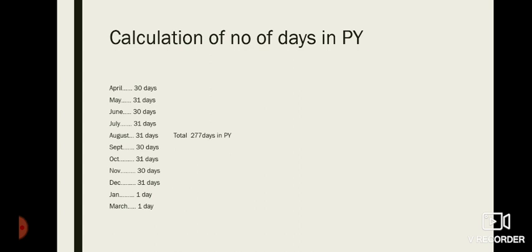Now we got to know how many days Mr. Arun was there in India in the previous year 2019-20. It is 277 days. Just remember that he was there in India in the previous year for 277 days. Now let us find his residential status.